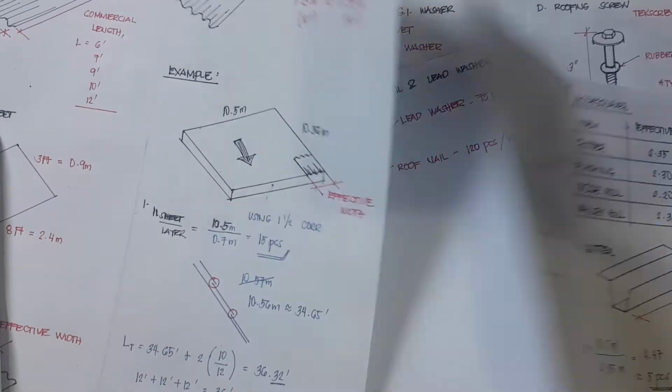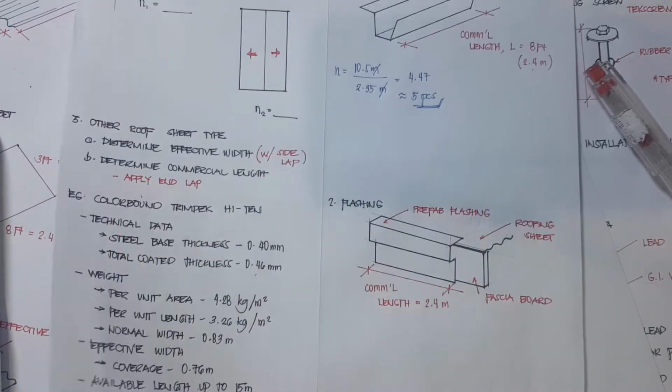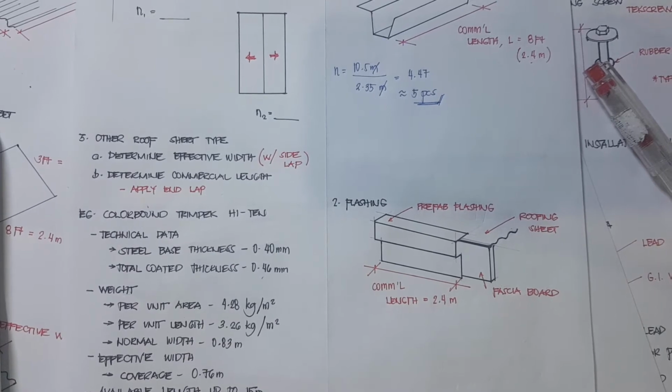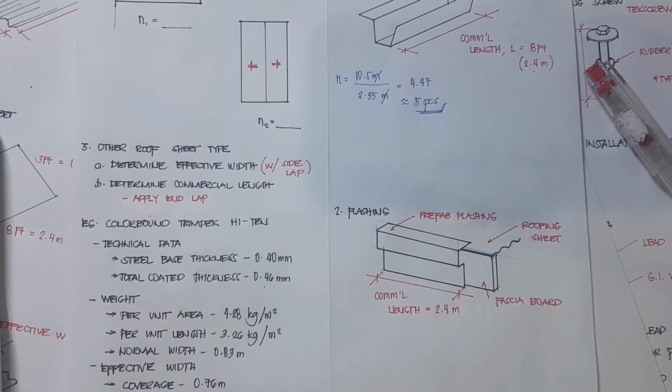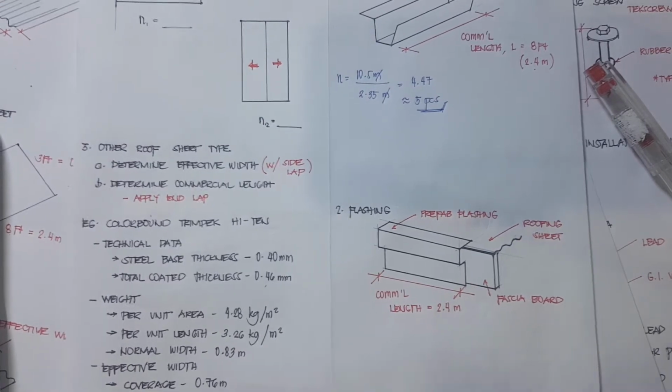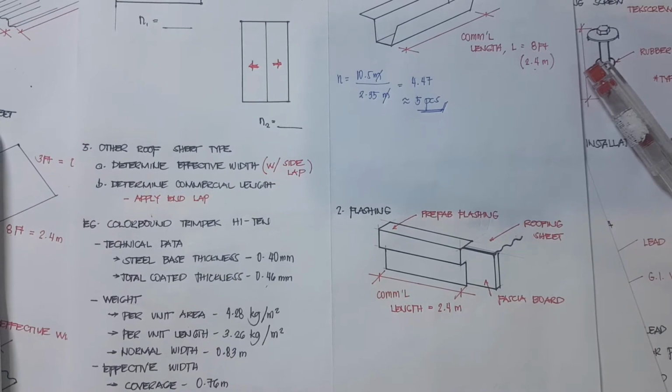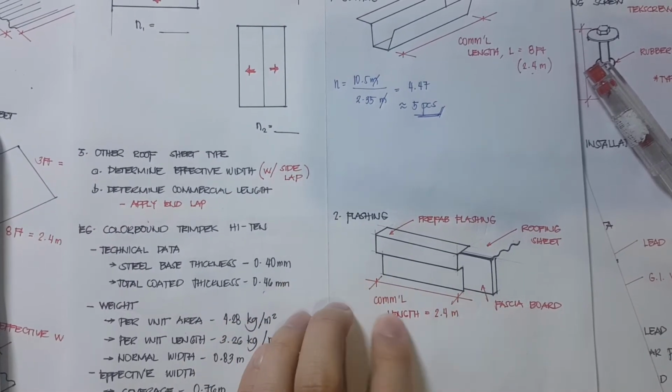Next, for the flashing. The function of flashing is to hide your structural member for the roof, for the roof framing, yan. Tinatago natin yan for aesthetic purposes. Again, it has a commercial length of 2.4.